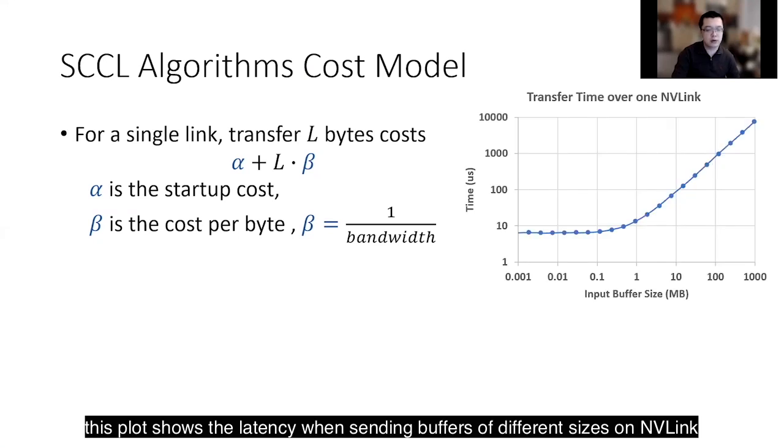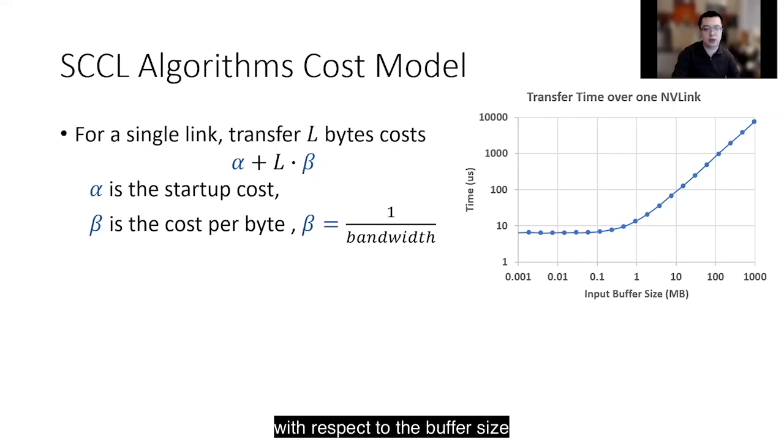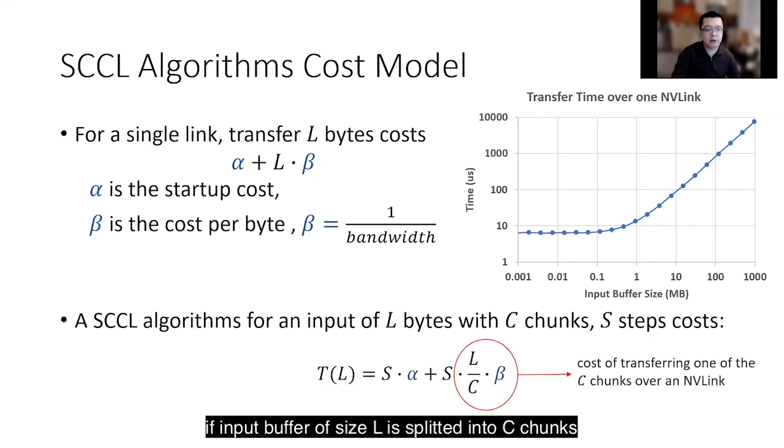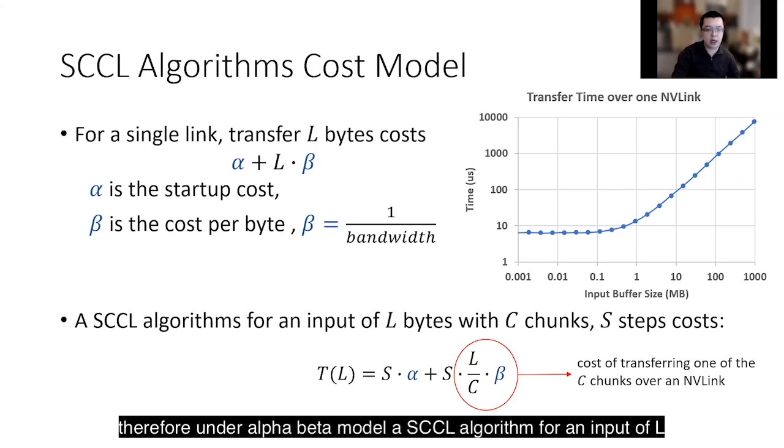This plot shows the latency when sending buffers of different sizes on NVLink. Clearly, we can see that the alpha-beta model is able to estimate the latency with respect to the buffer size. When the size is small, alpha matters and the curve is flat, and as the input size increases, the latency grows linearly. If an input buffer of size L is split into C chunks, the size of a chunk is L over C, and transferring one chunk costs L over C times beta. Therefore, under the alpha-beta model, an SCCL algorithm for an input of L with C chunks and S steps costs S times alpha plus S times L over C times beta.